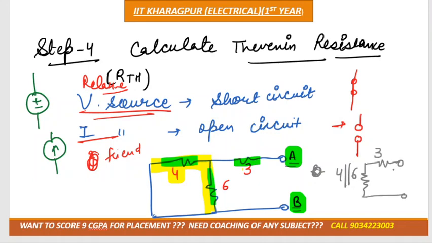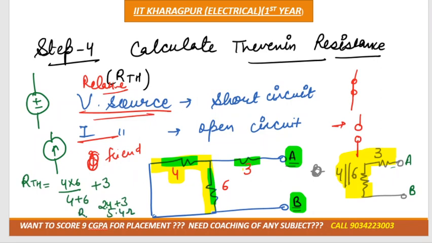Now this is the 3 ohm. Are these two resistances at the same path or at different paths? Same path. So that would be connected in series. So basically RTH would be 4 parallel 6 plus 3. 4 into 6 divided by 4 plus 6, that would be 24 by 10, which is 2.4, plus 3, that is 5.4 ohm, right?